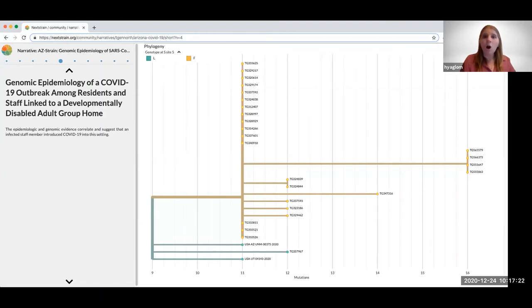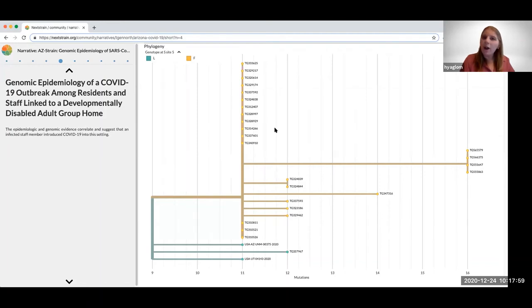In 4 of the homes, all residents tested positive, and in the remaining 12 houses where samples were collected, all residents tested negative. This tree displays in yellow the genomes that we were able to sequence from this outbreak. It shows that they are closely related to each other, which you can see here by the very small number of mutations separating them. In fact, the 11 samples on this main branch are identical to each other. This genomic data correlates with epidemiologic information and suggests that an infected staff member introduced SARS-CoV-2 into this setting.